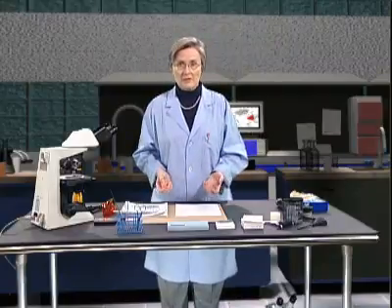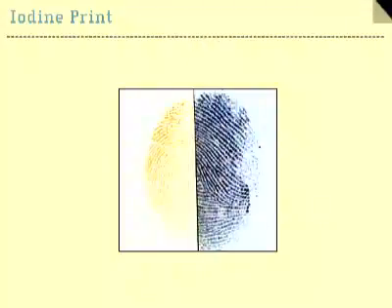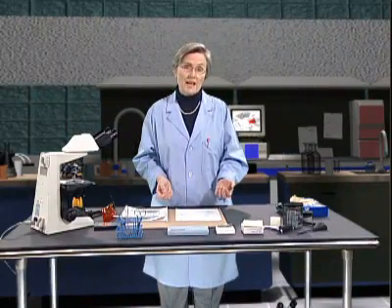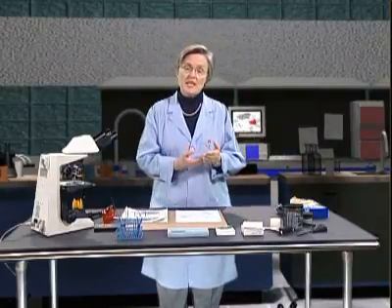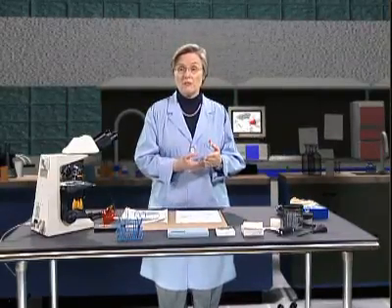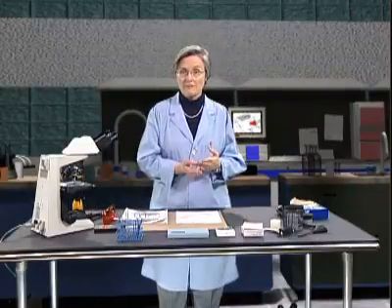For example, iodine. When iodine reacts with the starch that's in the oily residue of a fingerprint, it produces a brown color. That means if we have a latent fingerprint at a crime scene and we fume it with iodine, we will eventually see brown fingerprint ridge detail appear.